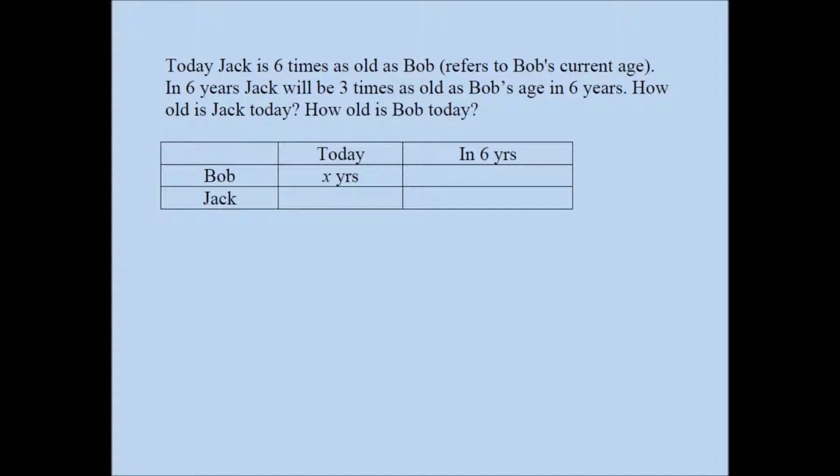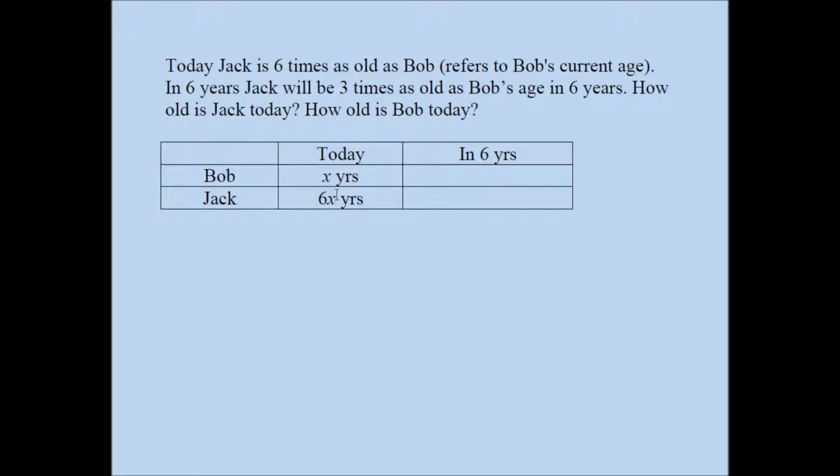Now, the question says Jack is 6 times as old as Bob. Right here, let me underline it. The question says Jack is 6 times as old as Bob, and we're talking about their current ages. So this has to be 6x. So Jack's age today has to be 6x. Okay, that's what we have here.